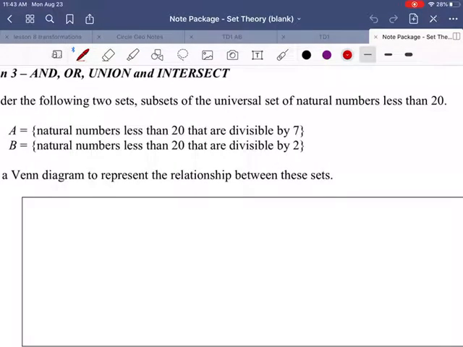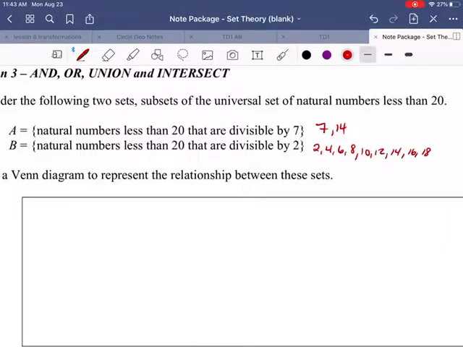After you've paused it, you should have got that the natural numbers less than 20 that are divisible by 7 are 7 and 14. Set B is the natural numbers less than 20 that are divisible by 2: 2, 4, 6, 8, 10, 12, 14, 16, and 18. Again, we don't include 20 because 20 is equal to 20, not less than 20, and we don't include 0 because it's not divisible by 2.